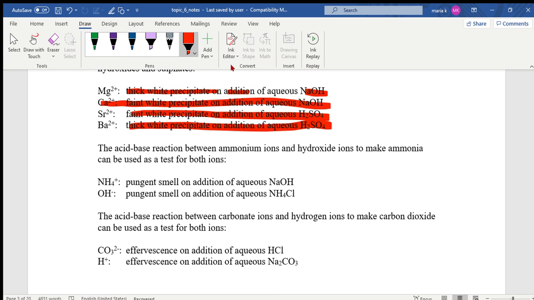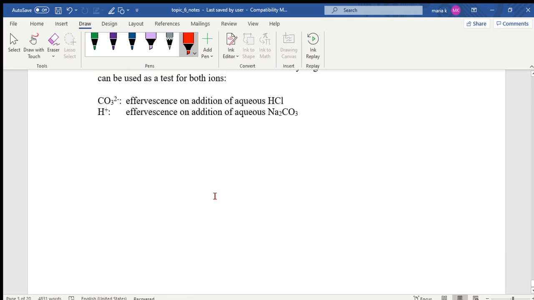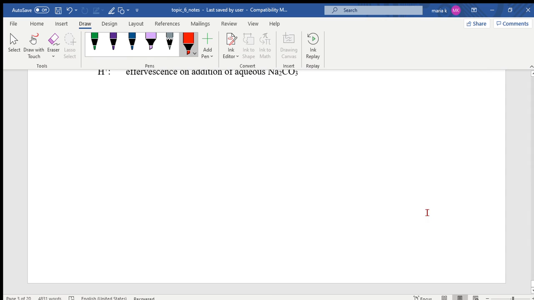Okay. The acid-base reaction between adding... I don't understand that last part.